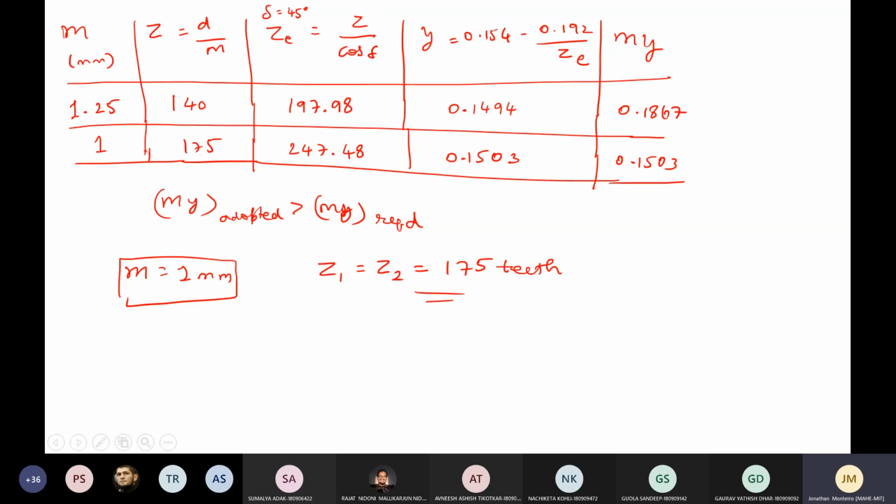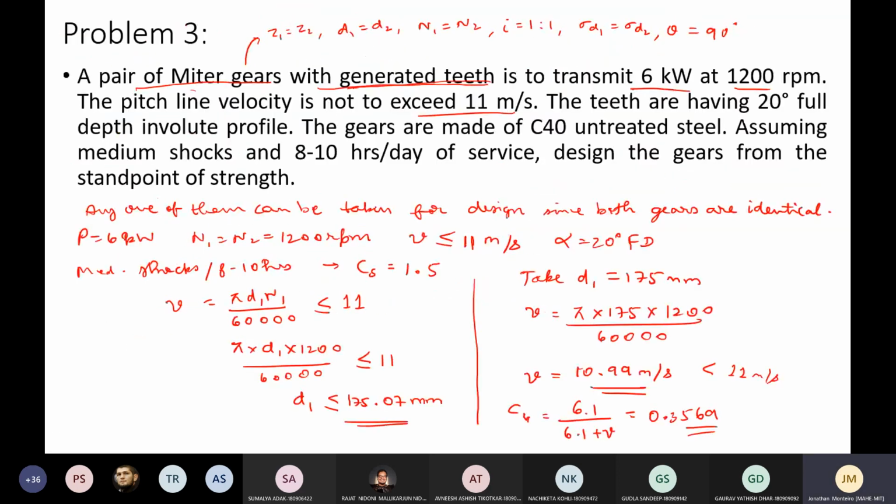So just a recap, what is the highlight of this problem? The highlight of this problem was it was a miter gear. Miter gear means 90-degree shaft angle. Once 90 degrees is mentioned, then delta 1 and delta 2 both will be 45 degrees, correct? And it is the same in all respects, including material.